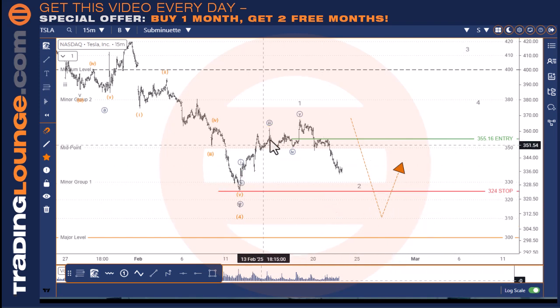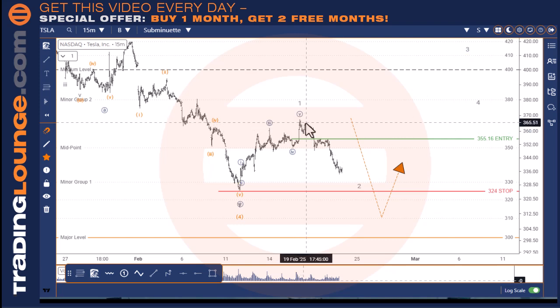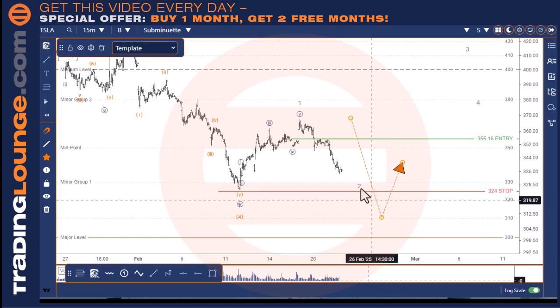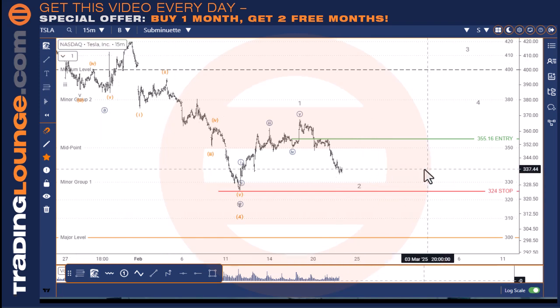But I just want to sort of play this out. There's a couple of ways to count this up through here as well. But once again, if I look at this as the A and the B here, as 1, 2, 3, 4 and 5 here for this, I'll just allow this to play out as well.